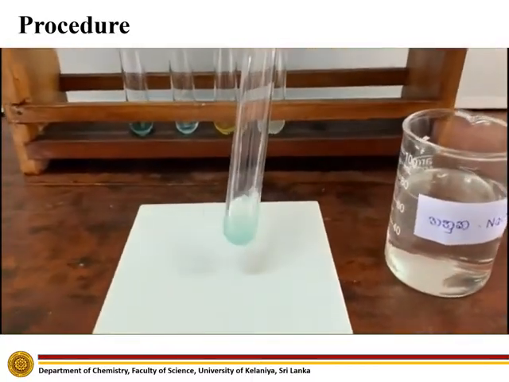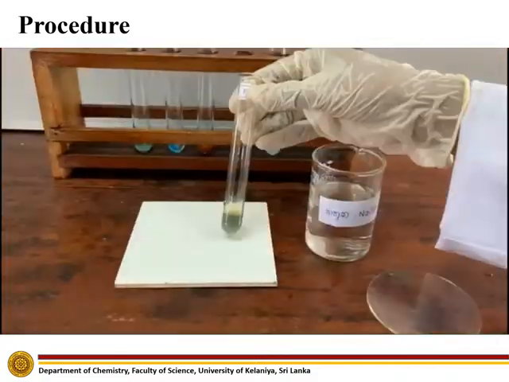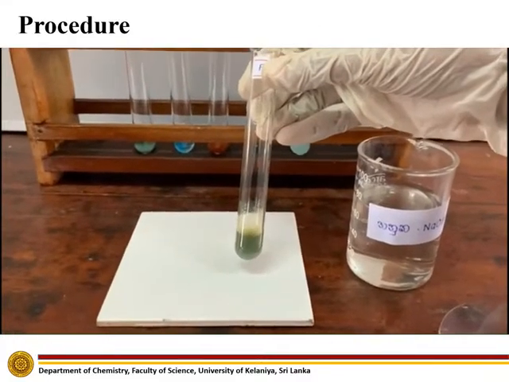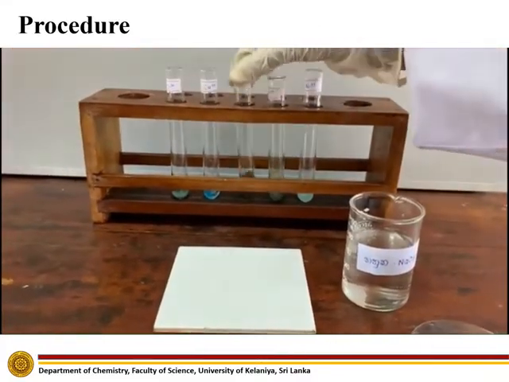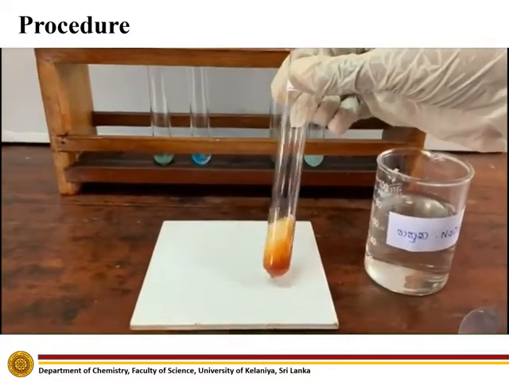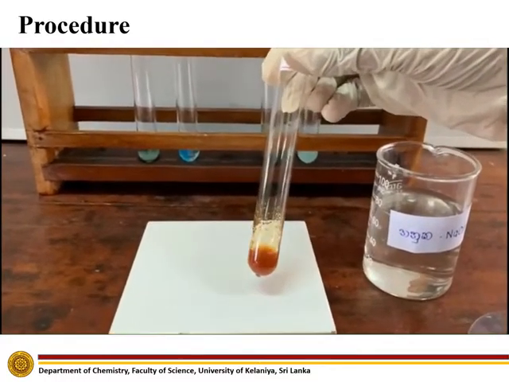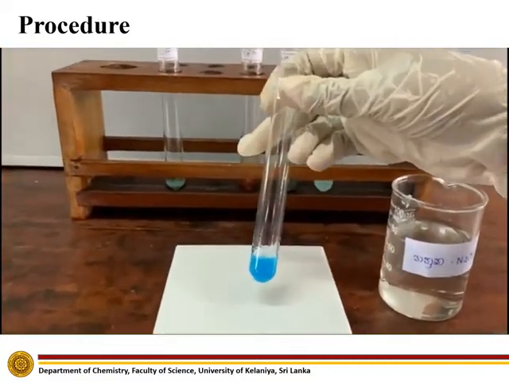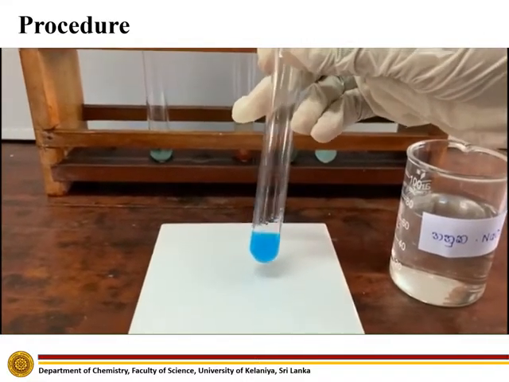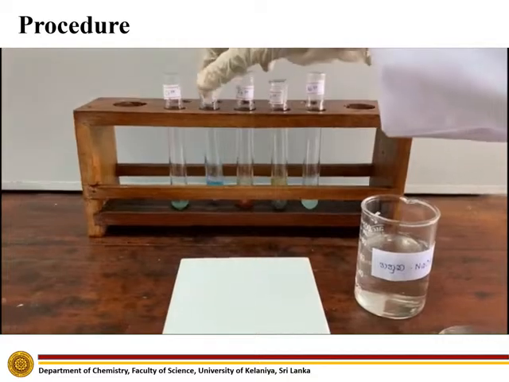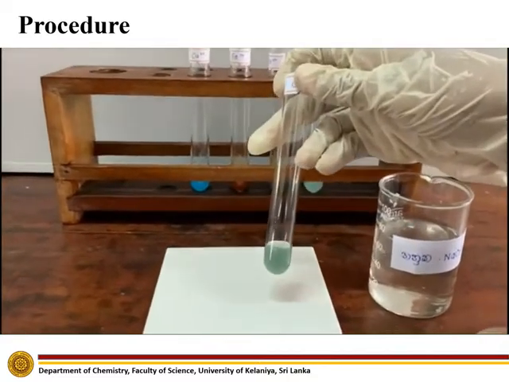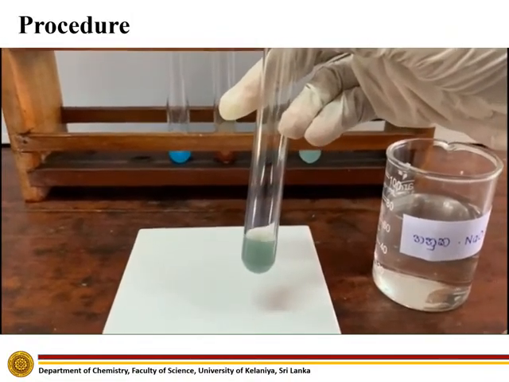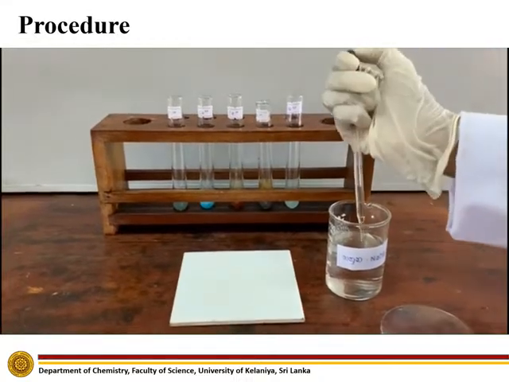A green color precipitate is observed with nickel 2+ solution. A green color precipitate is observed with ferrous iron solution. A reddish brown precipitate is observed in ferric iron solution. A blue color precipitate is observed in copper 2+ solution. A greenish blue color precipitate is observed in chromium 3+ solution.